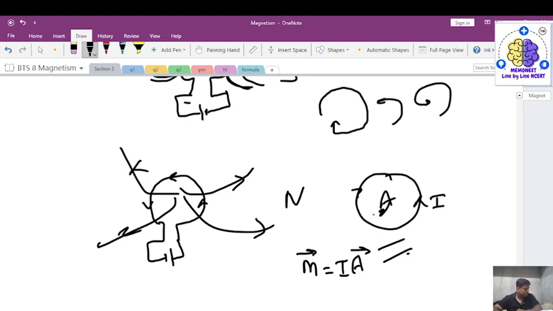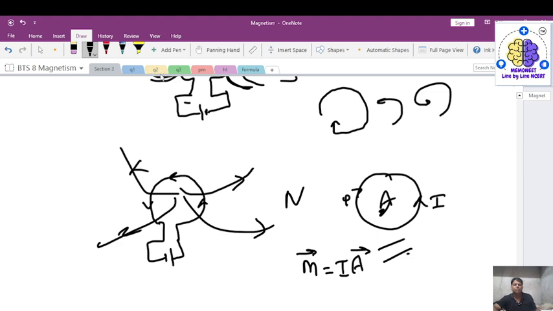So this is your current loop as a magnetic dipole, right? So it will have its magnetic dipole moment as M is equal to I into A. Again, related to this, we have some numericals.